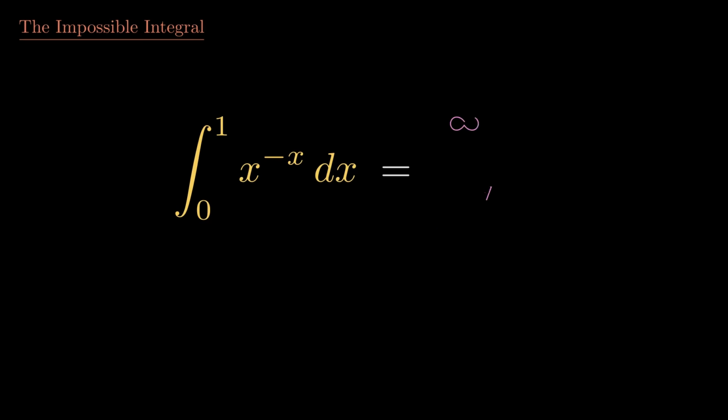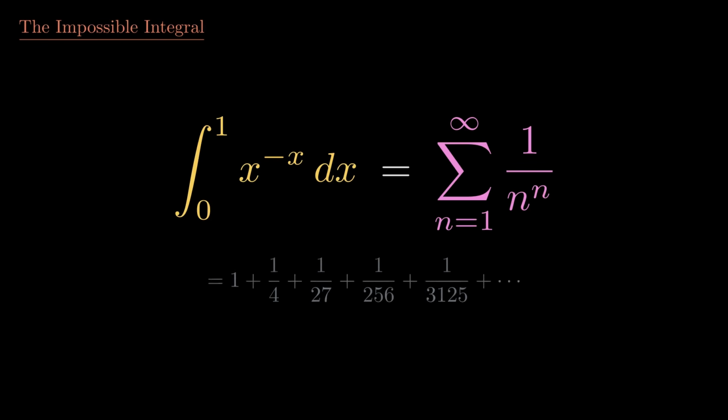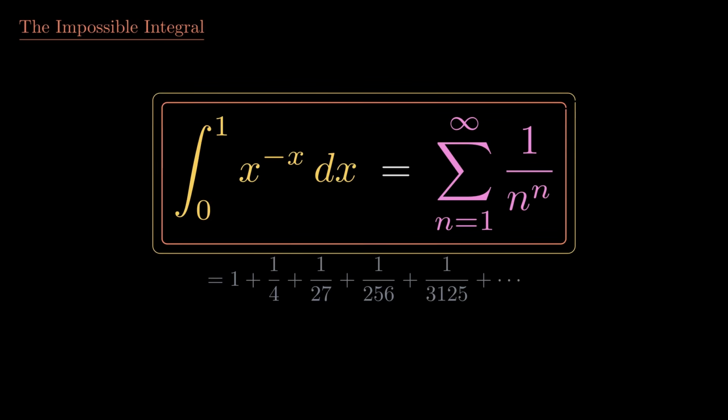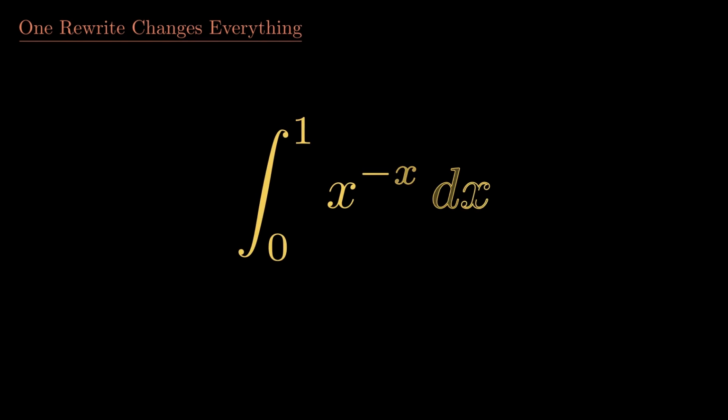But here is the real surprise. That same integral also equals an infinite series, the sum from n equals 1 to infinity of 1 over n to the n. This is the sophomore's dream. And the big question is, why does this identity work at all? How do we even begin to explain it?